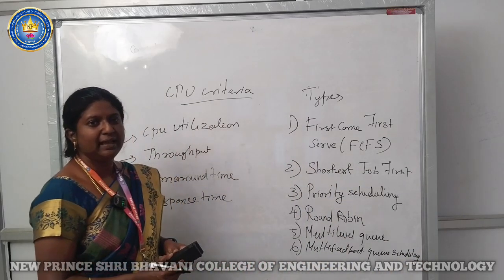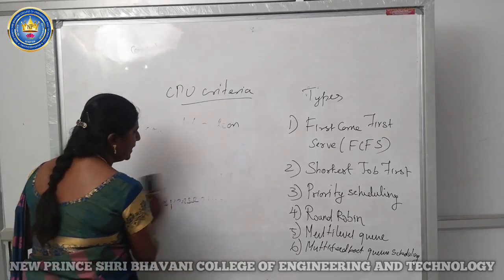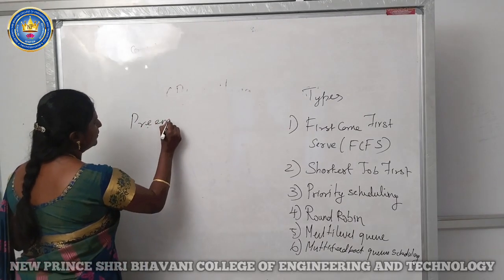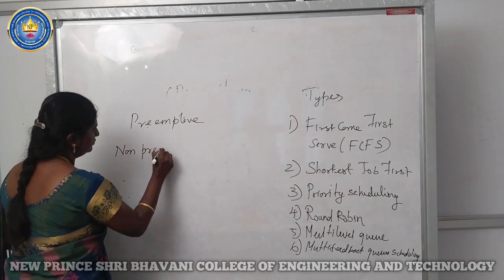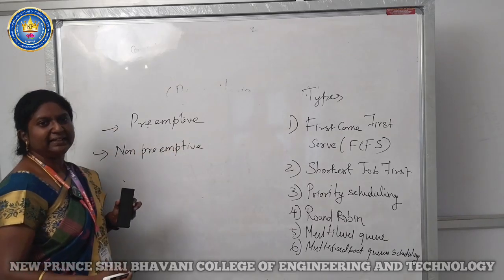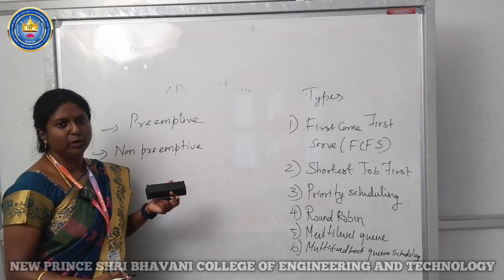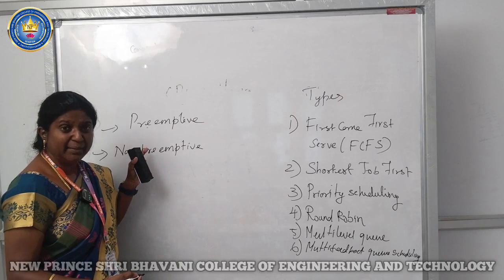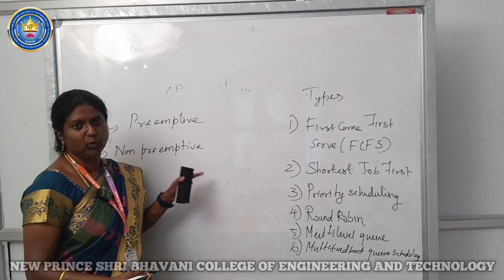First, we are going to see the first come first serve scheduling. Before that, we have to know about preemptive and non-preemptive scheduling. Preemptive scheduling means we can take control of the CPU in the middle. While the CPU is allocated to one process, we can take control of the CPU in the middle. In non-preemptive scheduling, we cannot take control of the CPU in the middle.